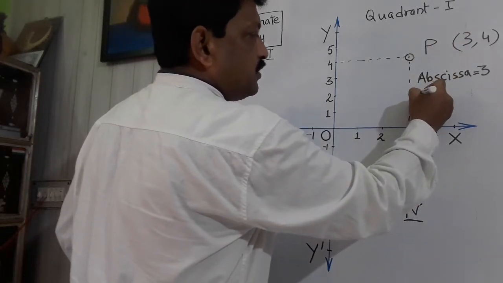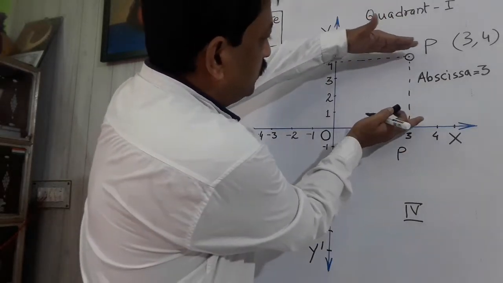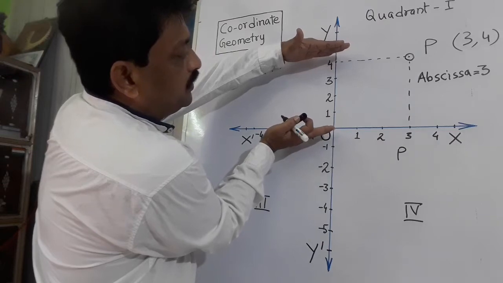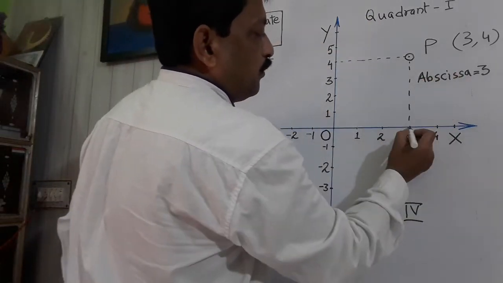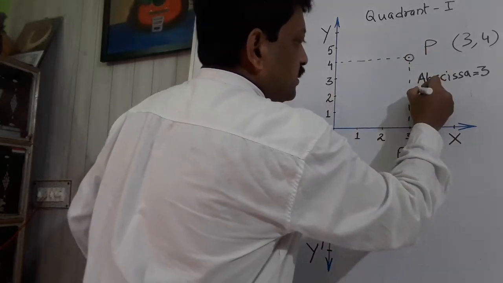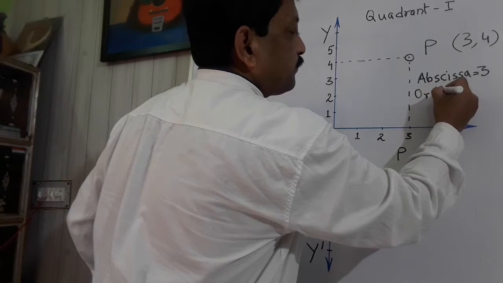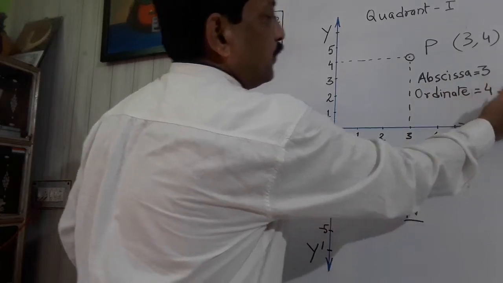Similarly, the distance of the point from the x-axis, how much is this? This is 4 units. You can see this is 4 units. So the distance of the point from the x-axis is 4 units. This is known as the ordinate. And the ordinate is 4.